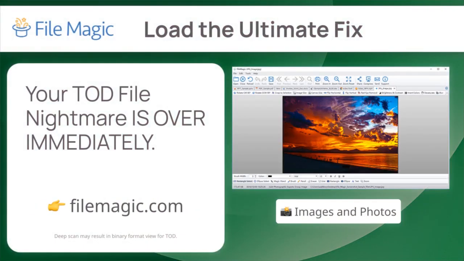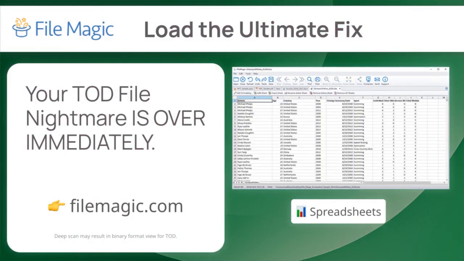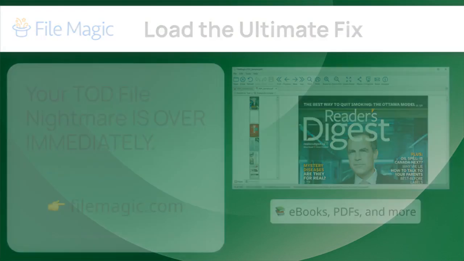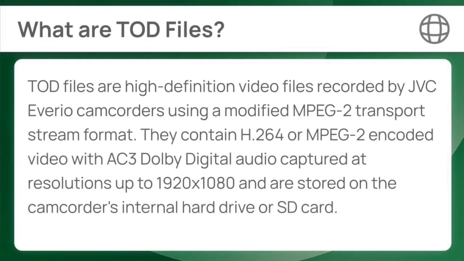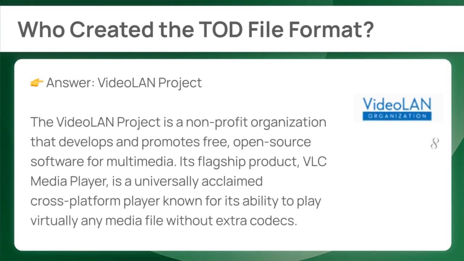The efficacy of this tool hinges on the speed and analysis power of a single TOD file inspection program that services hundreds of formats. TOD files are high-definition video files recorded by JVC Everio camcorders using a modified MPEG-2 transport stream format. They contain H.264 or MPEG-2 encoded video with AC3 Dolby Digital audio captured at resolutions up to 1920 x 1080 and are stored on the camcorder's internal hard drive or SD card.